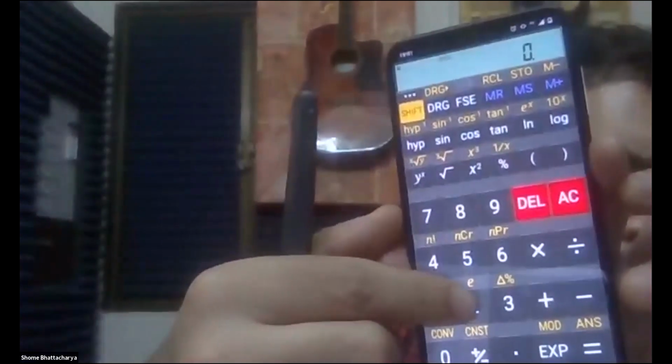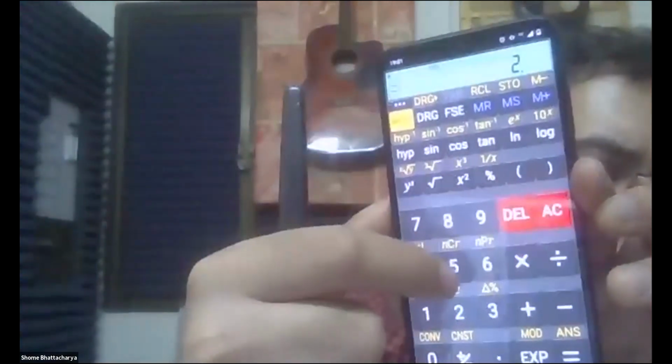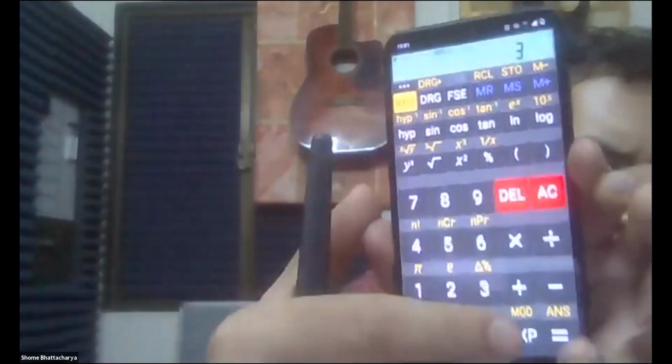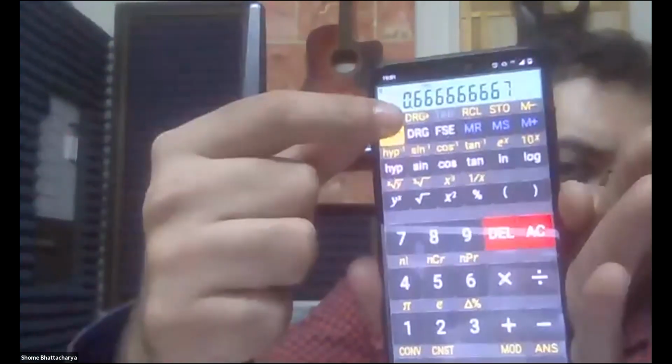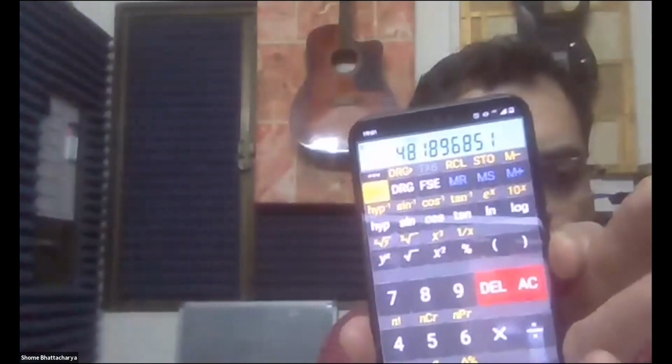So if I type 2 by 3, that will give me a more exact value. So 2 divided by 3 is equal to 0.666, like that, 7. Now if I type shift cos, that will give me cos inverse of that. So that is 48.18, or approximately 48.2 degrees.